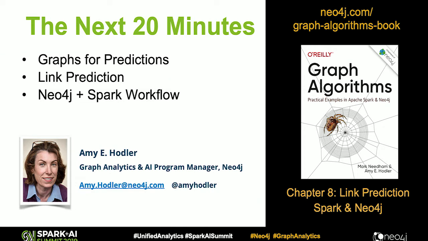We're going to look at graphs to help with your predictions. We're going to look at connected features, and in particular, link prediction, and also a Neo4j plus Spark workflow. And everything that I am going to talk about is mostly covered in Chapter 8 of the book that was released last week from O'Reilly called Graph Algorithms with practical examples in Spark and Neo4j. I'll show this again at the end so you know where you can get the book and download that.